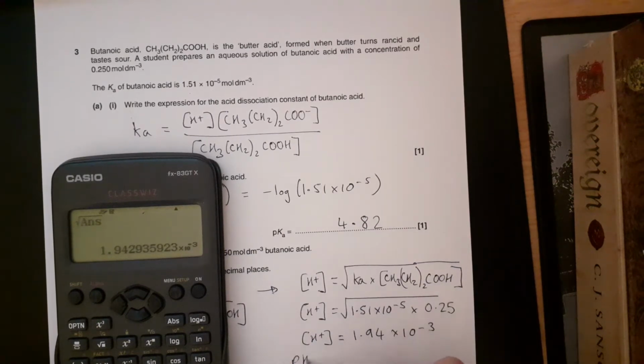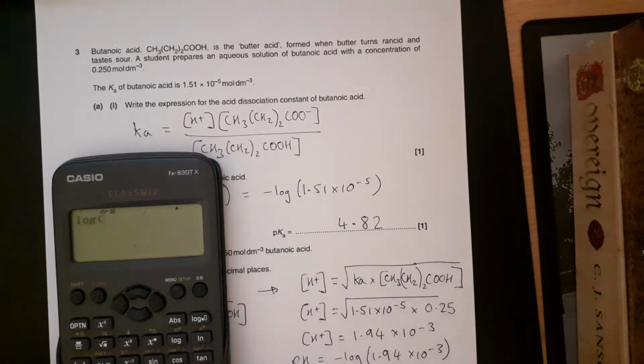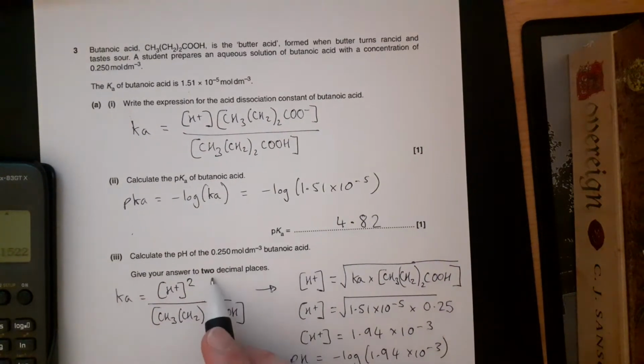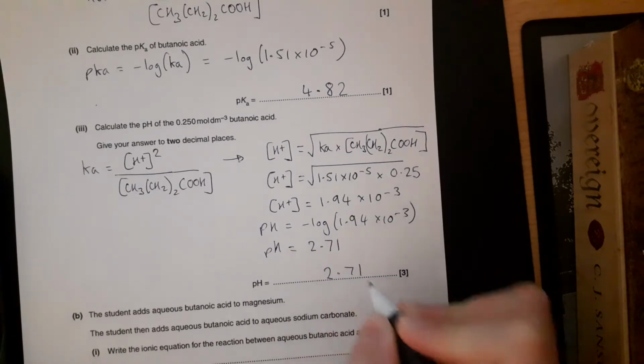So the pH is then going to be the negative log of that value. Do the log of that answer, and we get minus 2.71, but obviously we need to do the negative log, so it's just going to be 2.71. It did say 2 decimal places. So that's where we should get to. The pH should be 2.71.